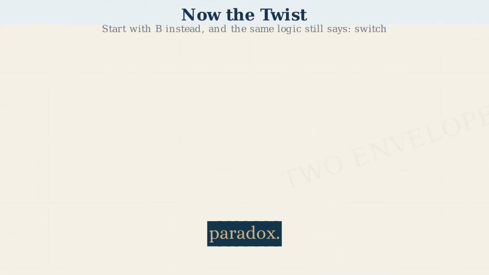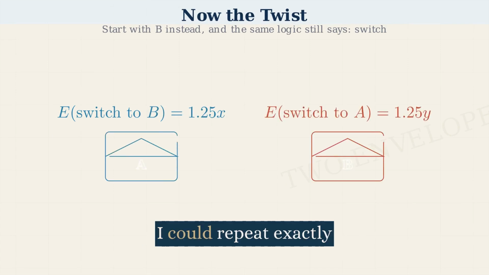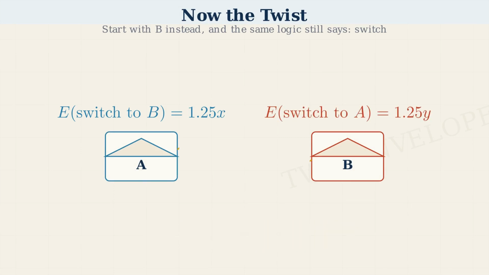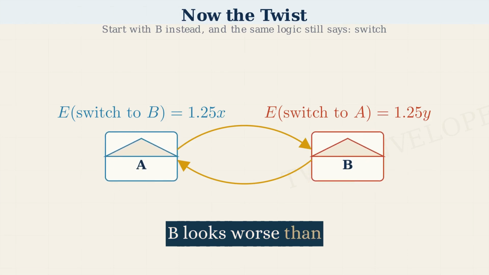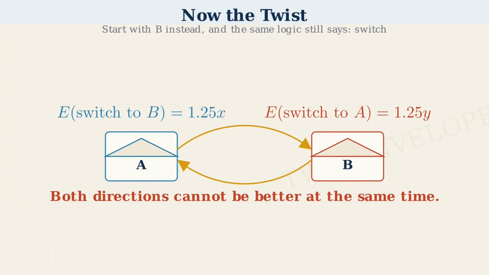But now comes the paradox. If I had started with envelope B instead, I could repeat exactly the same logic and conclude that switching to A is also better. So somehow A looks worse than B, and B looks worse than A at the same time. That cannot be right.